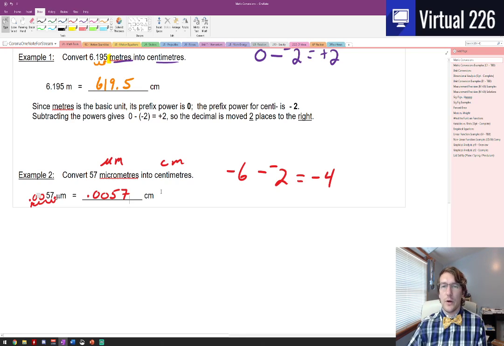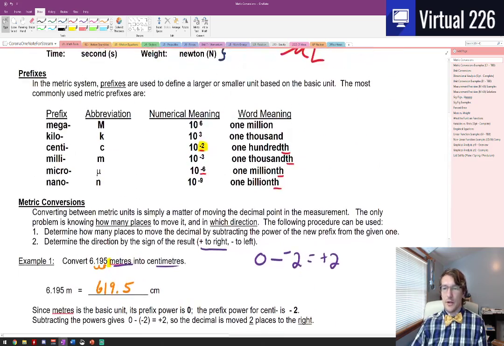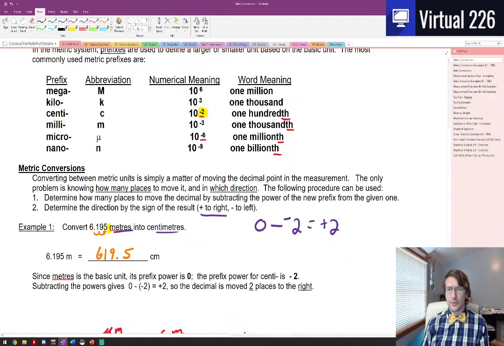So that's the quick little way to convert metric prefixes. We just take the numerical factor we start with, these values right here, and we subtract the new numerical factor from that, and then just move the decimal left or right that amount.